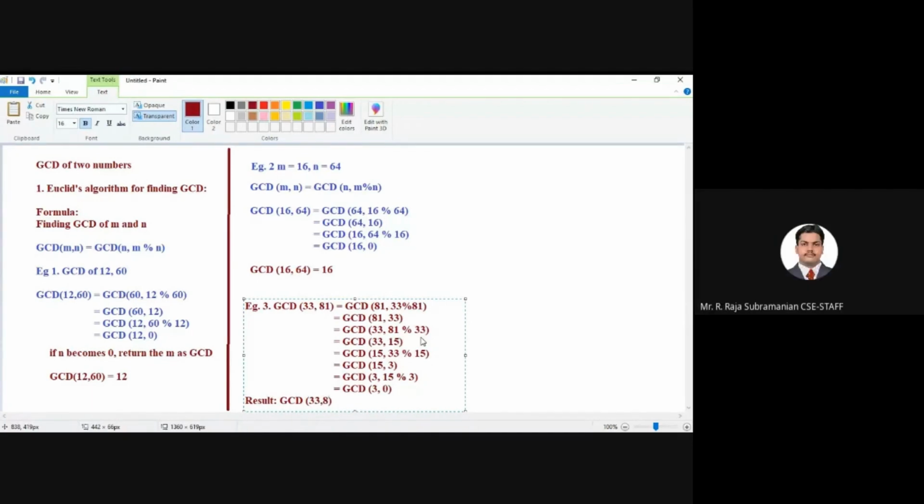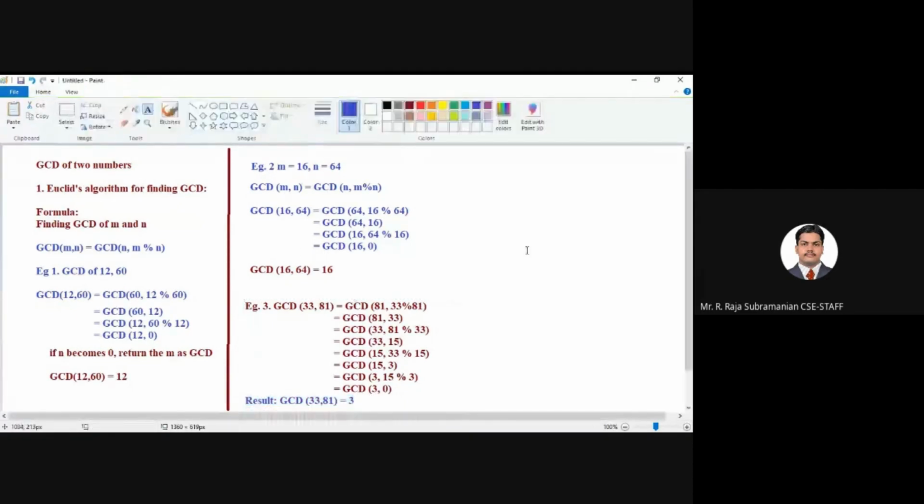Is the problem over? Yes, sir. So we will be putting in some other problems. Okay, now GCD is very simple, right, using Euclid's algorithm. Yes, sir. Very good.